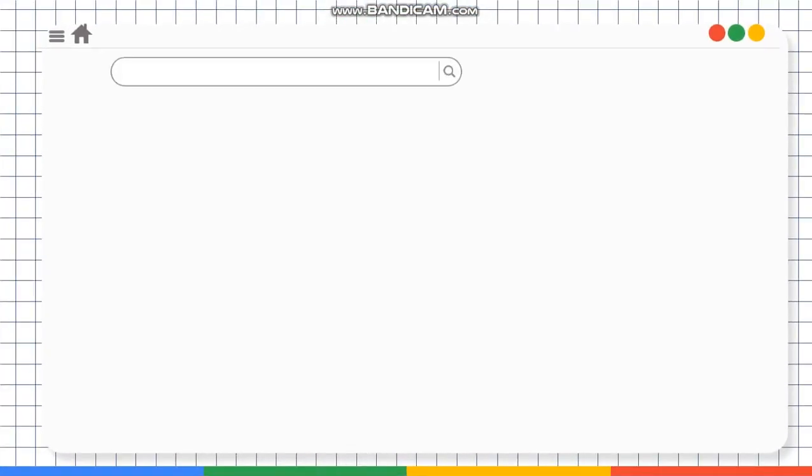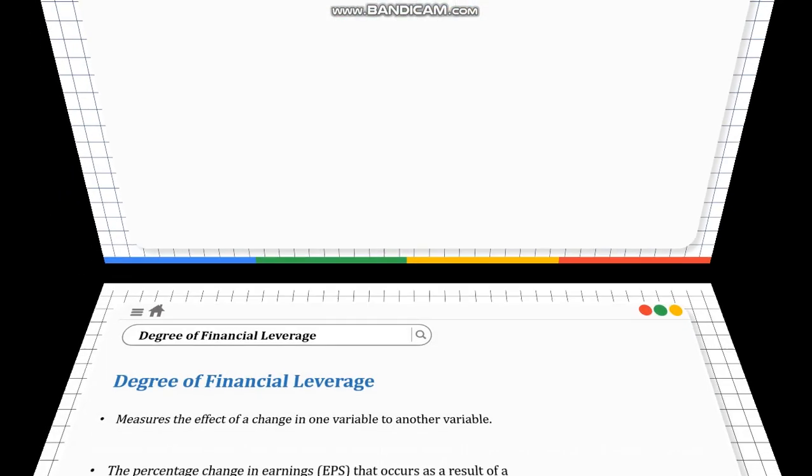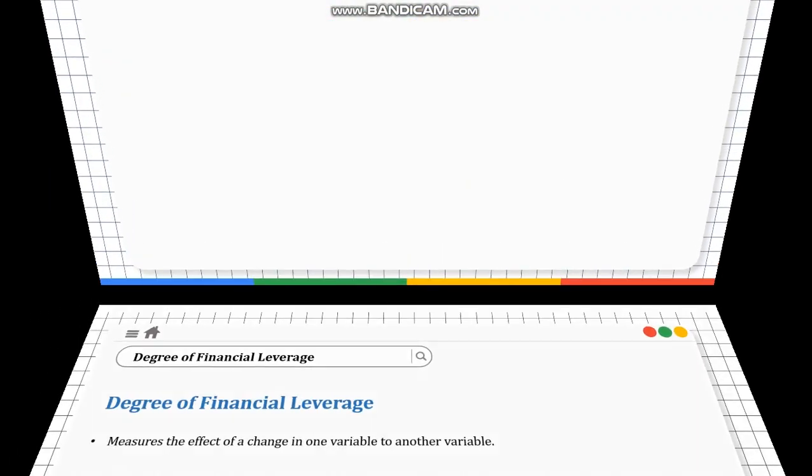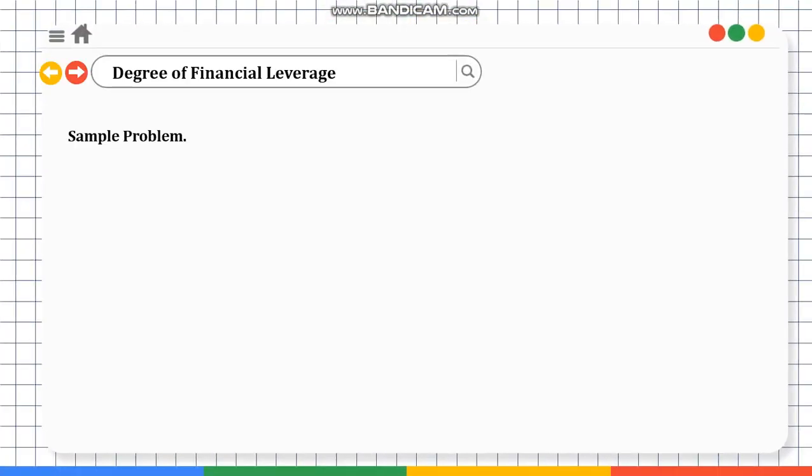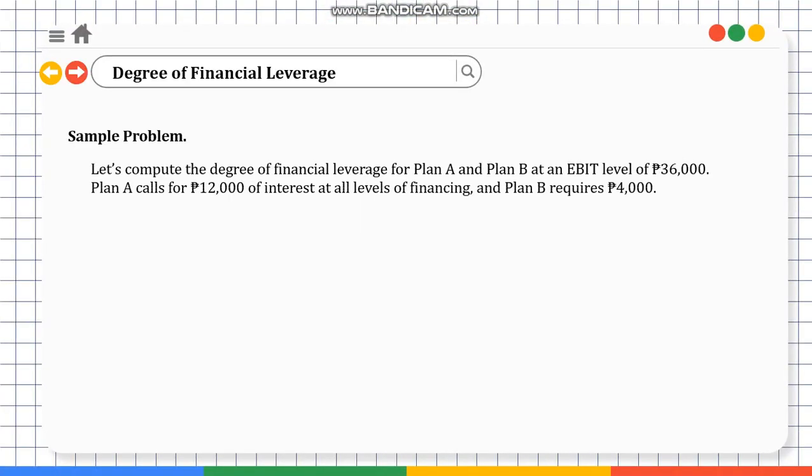So let's proceed to the degree of financial leverage sample problem. Let's compute the degree of financial leverage for Plan A and Plan B. At an EBIT level of 36,000 pesos, Plan A calls for 12,000 pesos of interest at all levels of financing, and Plan B requires 4,000 pesos.